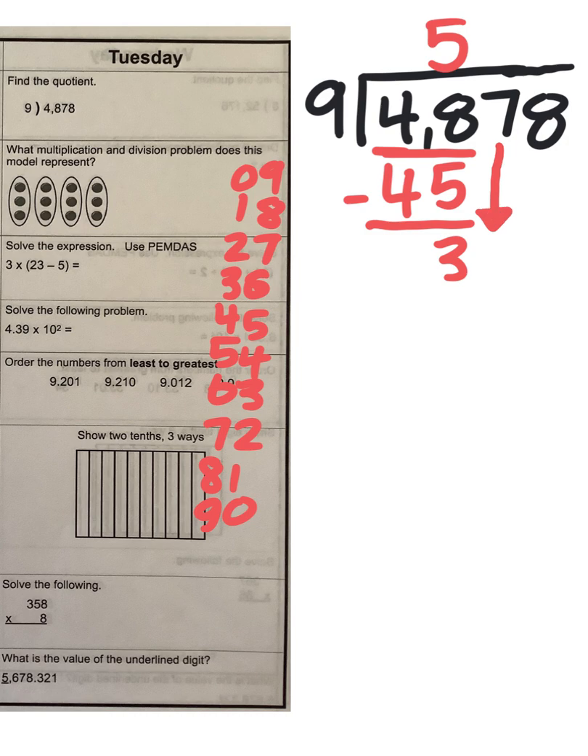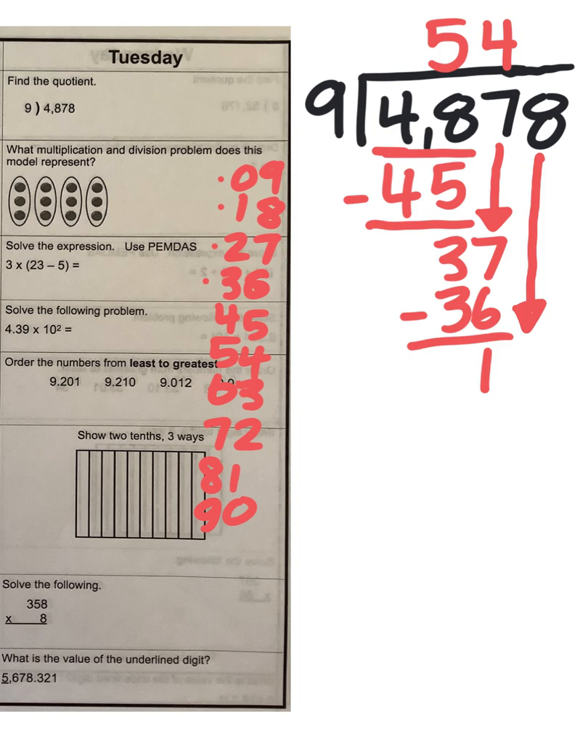And I have 37. When I look at my multiples, I see that 9 can go into 37 4 times. I'm going to place that above the 7. 9 times 4 is 36. I'm going to subtract 37 from 36. I have a 1 there. I'm going to check. That 1 is smaller than the 9, so I'm going to bring down the 8.